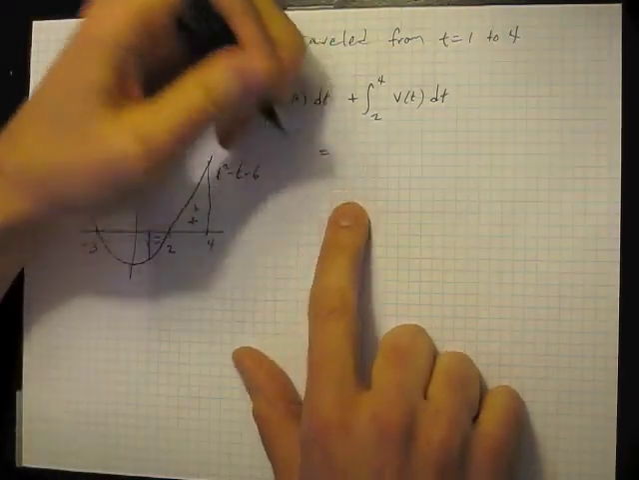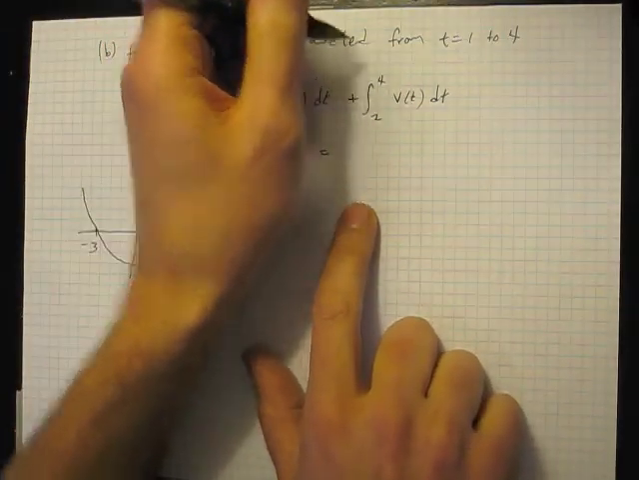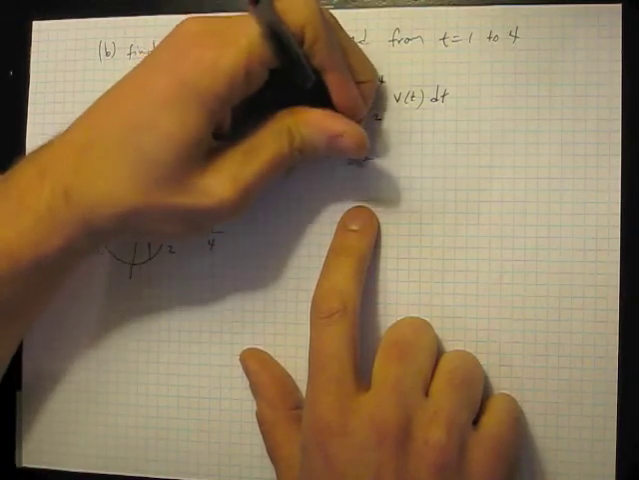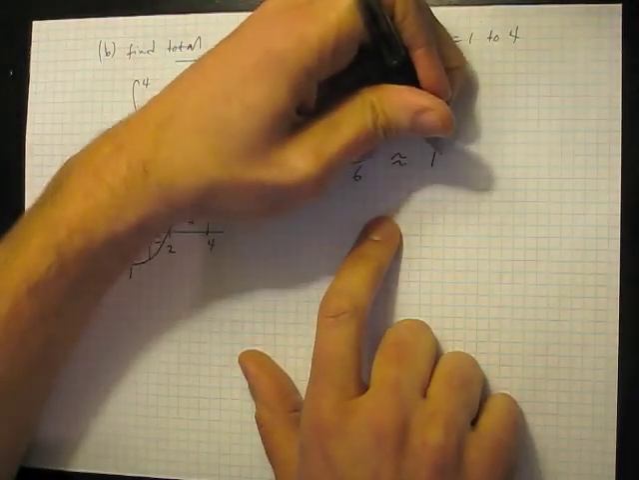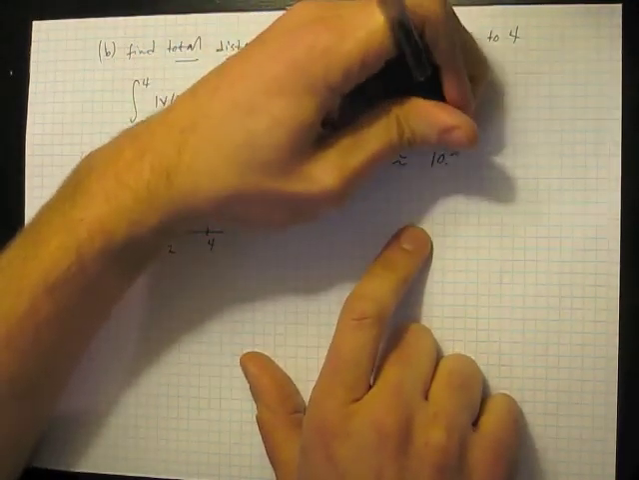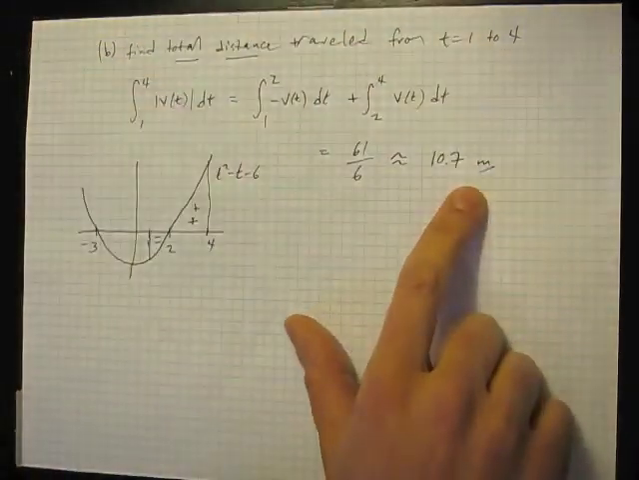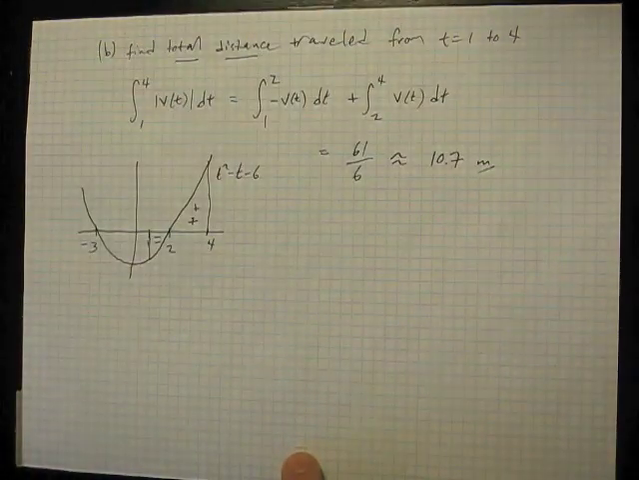So if you do this, and this is an exercise for you guys, you get 61 over 6, which is approximately 10.7 or so meters total. That's this section. We'll work on it in class.